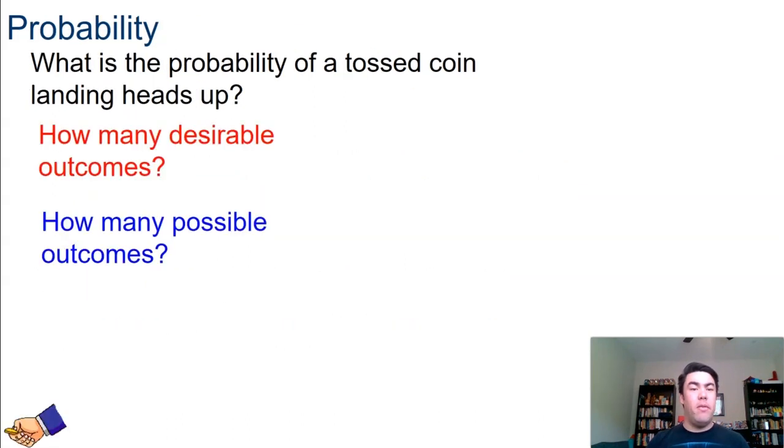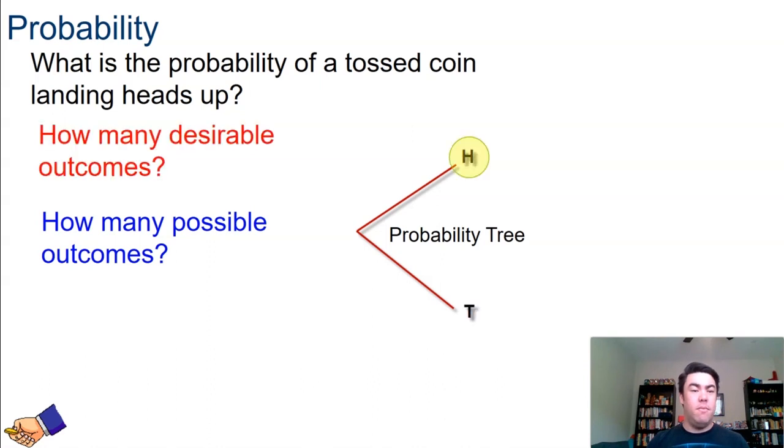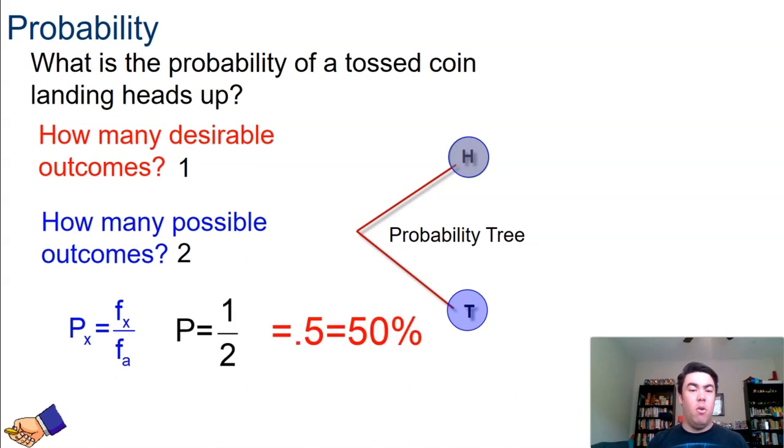So what's the probability of a tossed coin landing heads up? How many desirable outcomes are there? Well, there's one desirable outcome, heads. How many possible outcomes are there? There's 2. So the probability would equal the frequency of x over the frequency of a, or 1 over 2, or 0.5, or 50%. We can calculate the probability of a fair coin flip easily because heads and tails are equally likely.